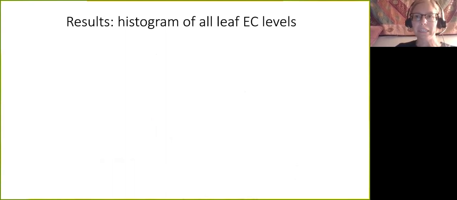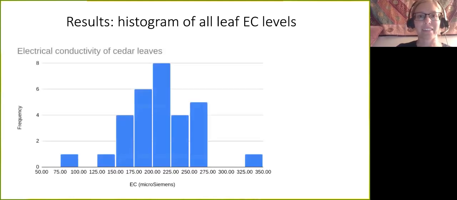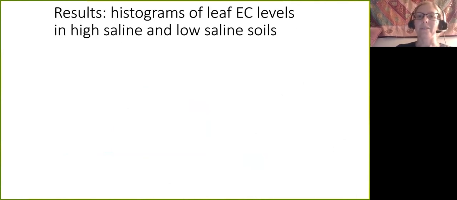So the results were interesting. First, I want to show you a histogram of all of the leaf EC levels that I sampled. So here you can see the EC in microsiemens, and we have a roughly bell-shaped curve. That means that the levels are actually pretty normally distributed overall. That's something we want to see. It shows that the samples are following that precedent that a lot of natural things tend to show when measured, that bell-shaped curve. So roughly normal distribution.